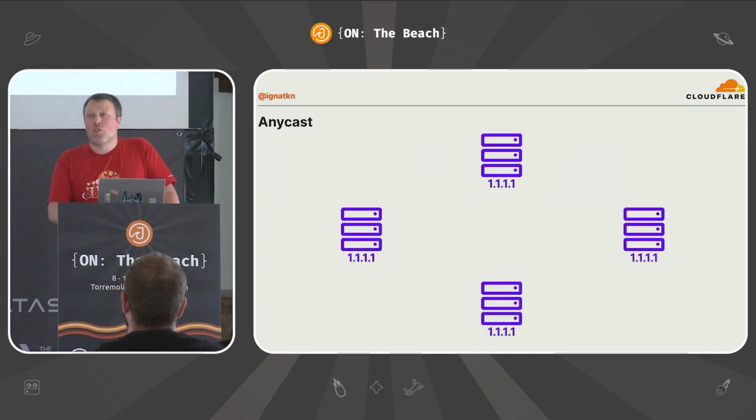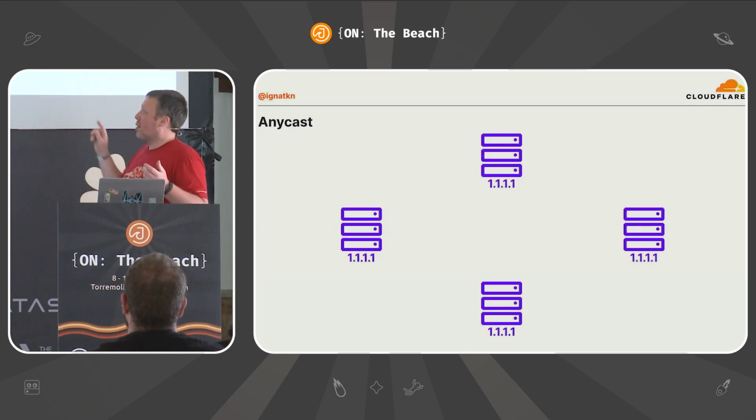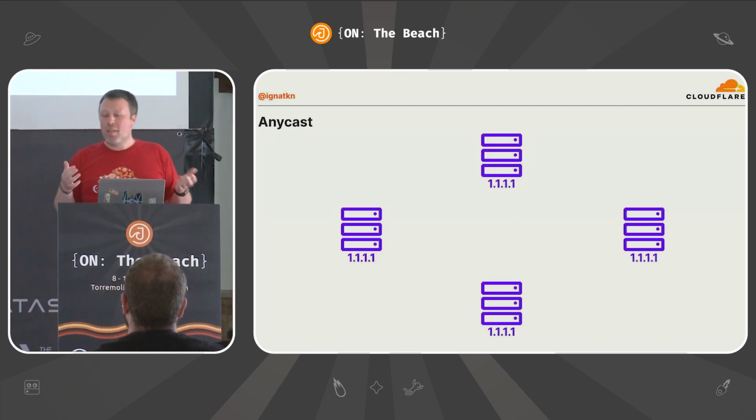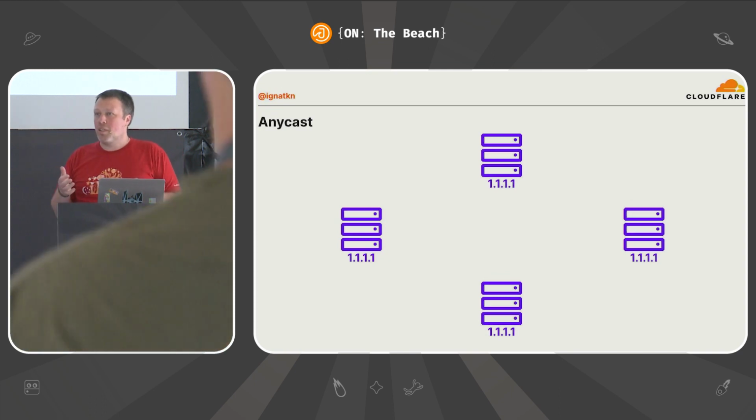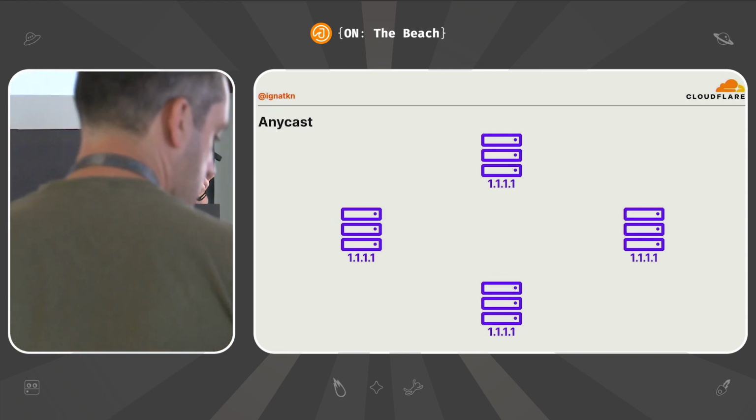At Cloudflare, we actually bet on a technology called Anycast. So with Anycast, we have a bunch of servers across the world, but they all share the same IP address. And the idea behind it, and we're not using any special things here, is that we're just reusing how the internet was designed to work.